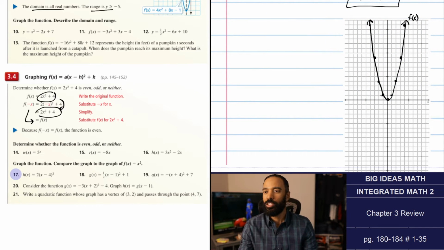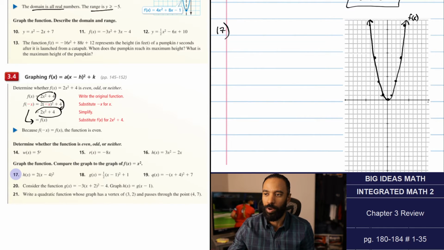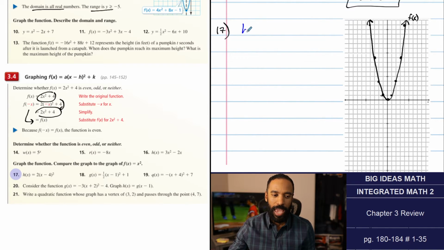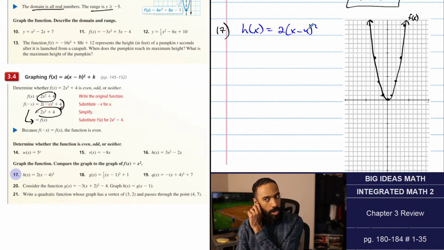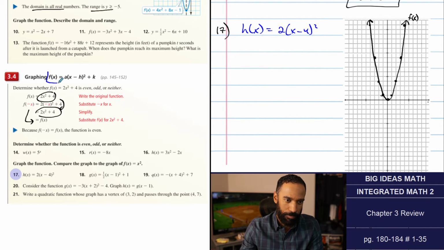Sorry about that, guys. Let's go to numbers 17 through 19, where we will graph the function written. In this case, h of x equals 2 times x minus 4 squared. We're comparing to that of the graph. So this is vertex form. Vertex form is f of x equals a times x minus h quantity squared plus k.